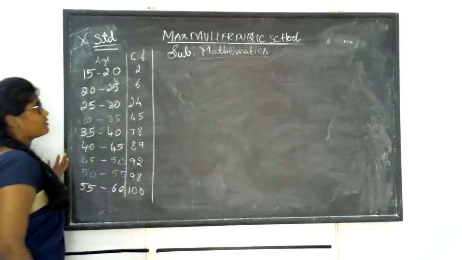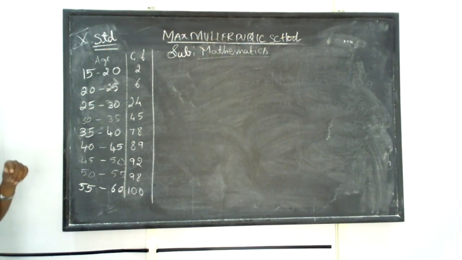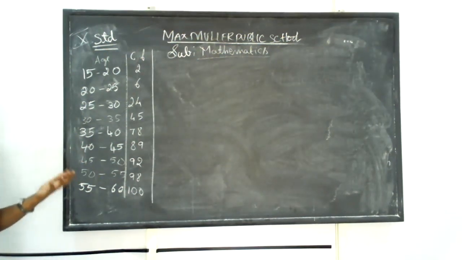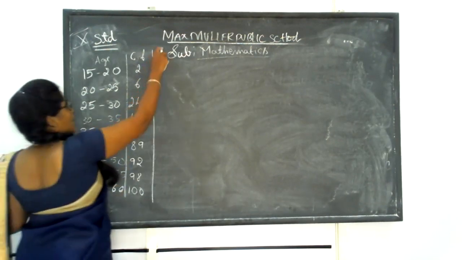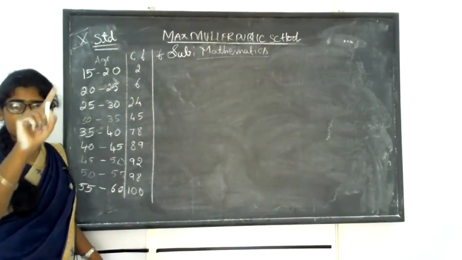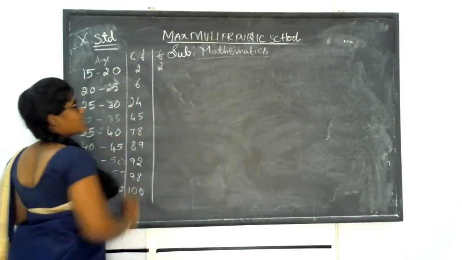What are you going to find out? You are going to take it as a cumulative frequency. Now, how are you going to start? You're going to subtract each and every number. First one as it is. How were you finding out the cumulative frequency? Frequency first number as it is, no? Here also the first number as it is.